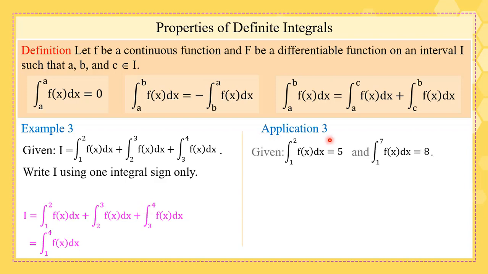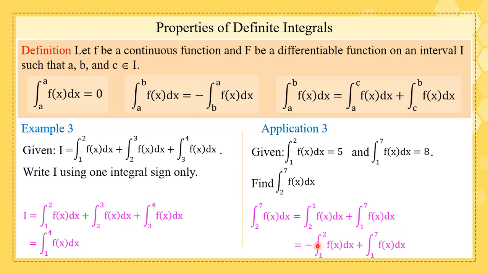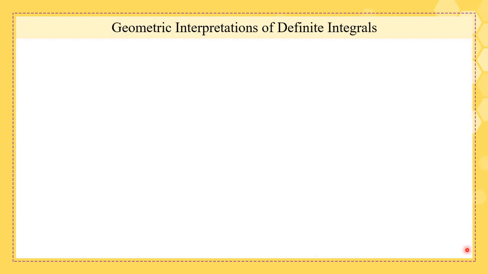Application 3. Given integral 1 2 of f of x dx equal 5 and integral 1 7 of f of x dx equal 8, find integral 2 7 of f of x dx. Pause the video, then solve. Solution: integral 2 7 of f of x dx equal integral 2 1 of f of x dx plus integral 1 7 of f of x dx, which is equal to minus integral 1 2 of f of x dx plus integral 1 7 of f of x dx, equal minus 5 plus 8 equal to 3.